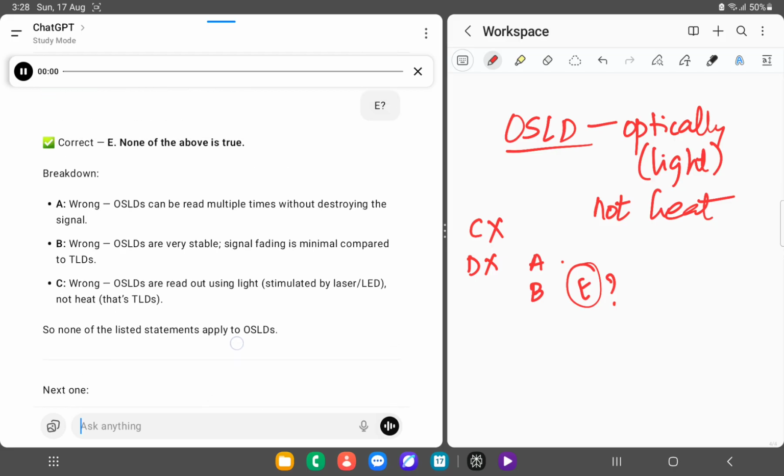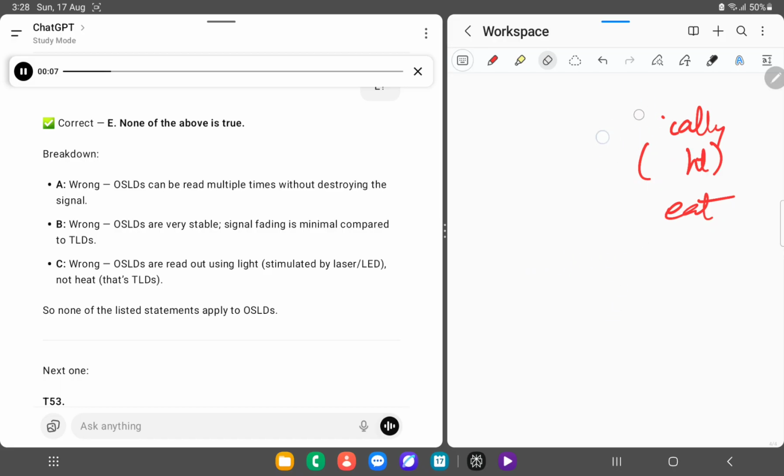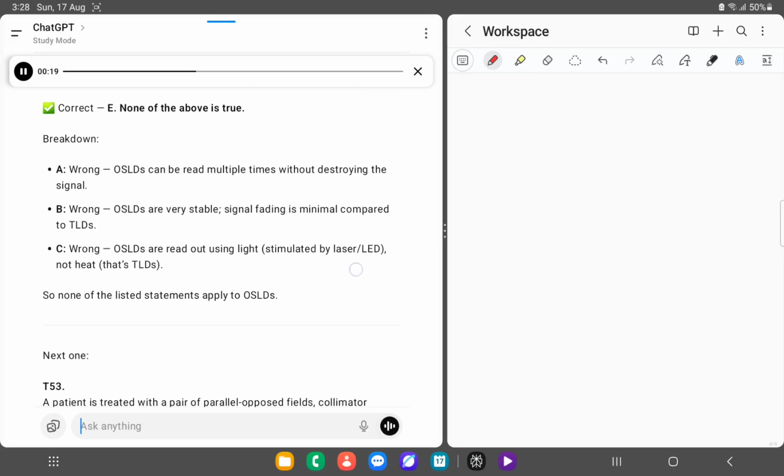Correct. E. None of the above is true. Breakdown: A. Wrong. OSLDs can be read multiple times without destroying the signal. B. Wrong. OSLDs are very stable. Signal fading is minimal compared to TLDs. C. Wrong. OSLDs are read out using light stimulated by laser LED, not heat. That's TLDs. So none of the listed statements apply to OSLDs.